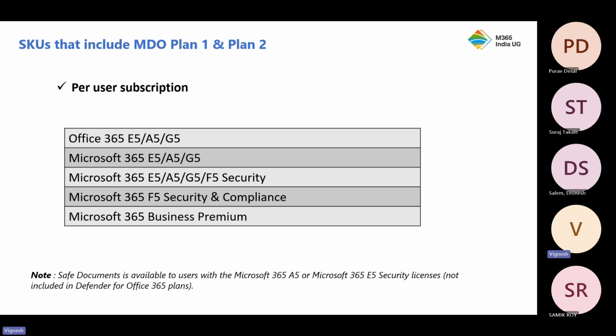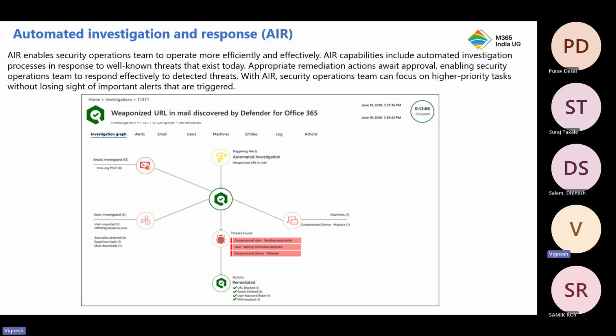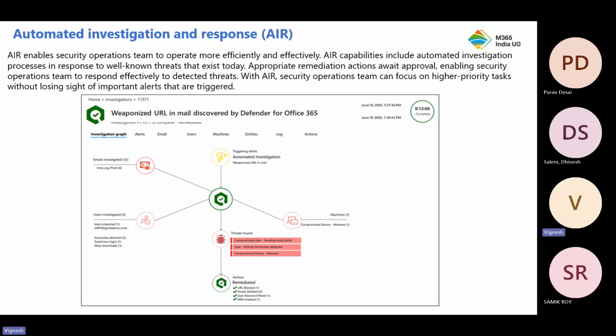With that, let's talk about our very first capability on Plan 2, which is automated investigation and response, which is nothing but AIR. As the name itself says, it means you could automate the investigation and response capability. What this basically helps with is that AIR enables the security operations team to operate more effectively and efficiently because it's going to automate that.